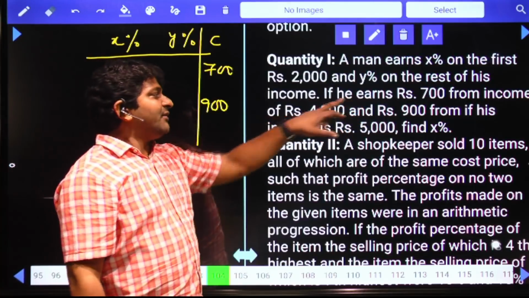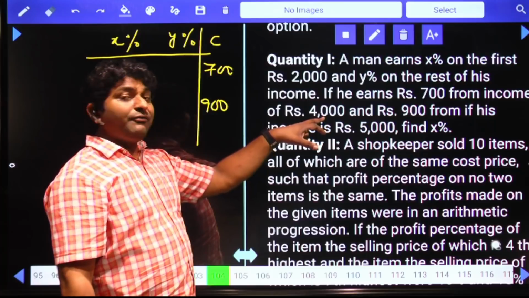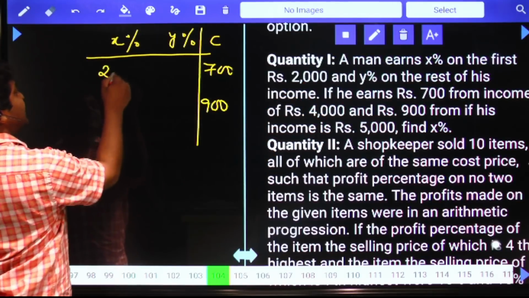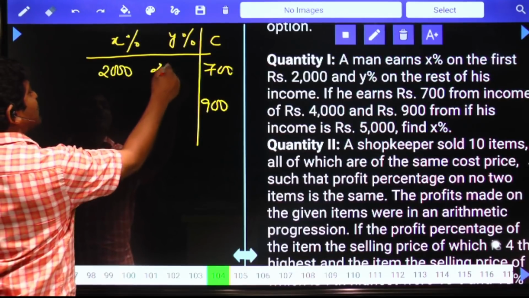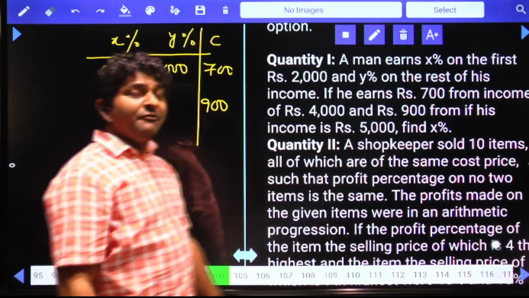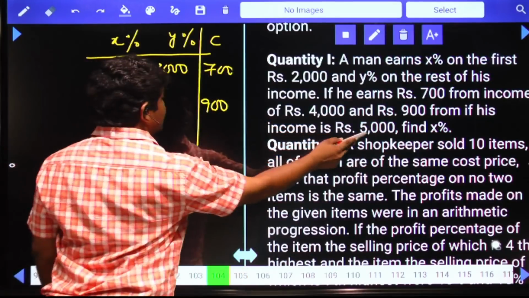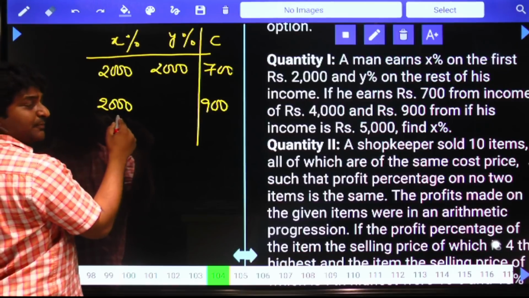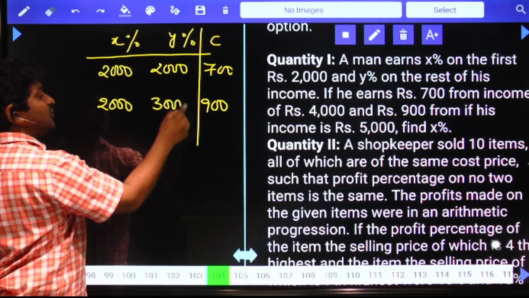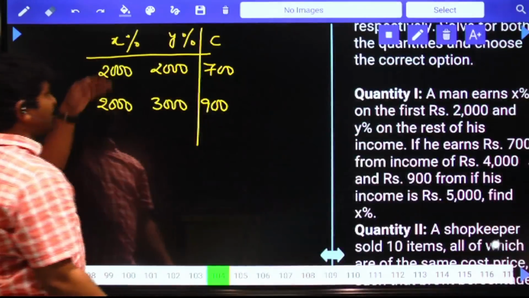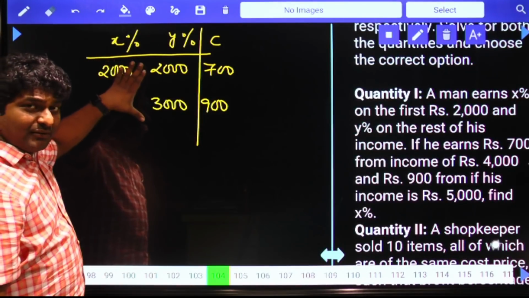He earned 700 income on 4,000. Out of 4,000, on first 2,000 we will get X percentage and next 2,000 we will get Y percentage. And you are getting 900 on total income 5,000. Out of 5,000, for first 2,000 rupees we will get X percentage and on next 3,000 rupees we will get Y percentage. Now, first case to second case, X percentage value is common.